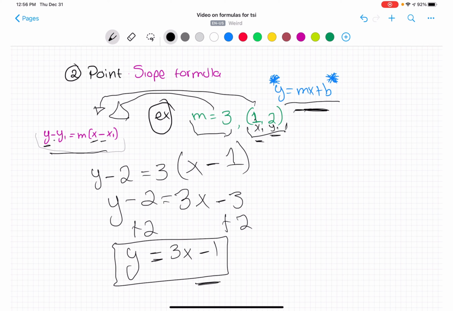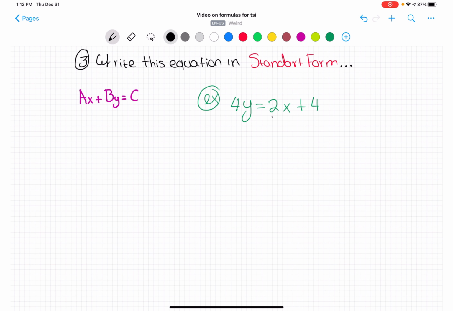So if you graph this equation right here, you will see that this line will have a slope of 3, and it will pass those coordinates over here. So if you go to the calculator and you go up 1 and then move 2 to the left, you're going to see that it touches directly in that coordinate.